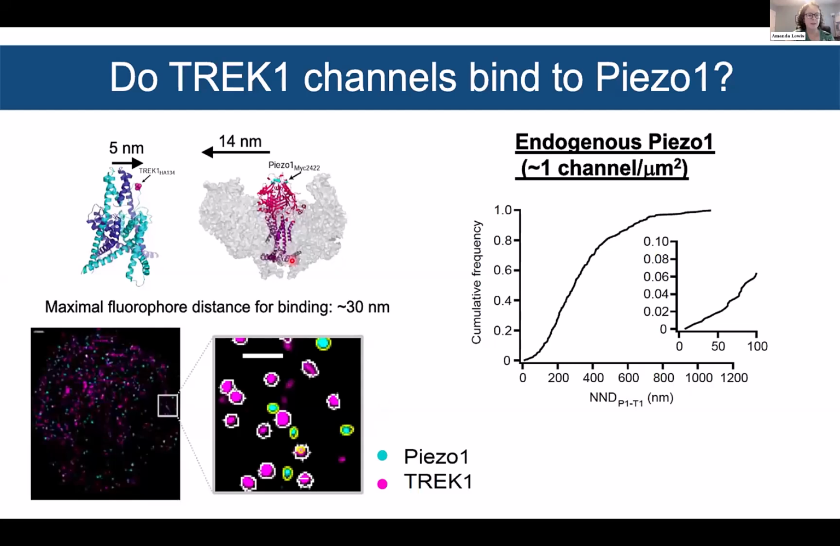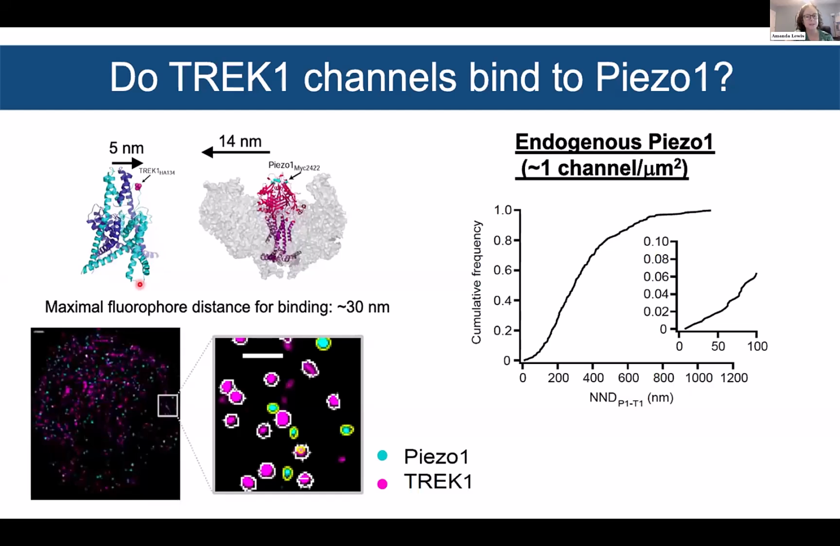And so for these experiments, we reasoned that based on the sizes of TREC1 and piezo1, as well as the locations of their introduced fluorophores, that the maximal distance of two puncta, or channels, if the two proteins were bound, would be about 30 nanometers, when also accounting for some linkage error and flexibility.